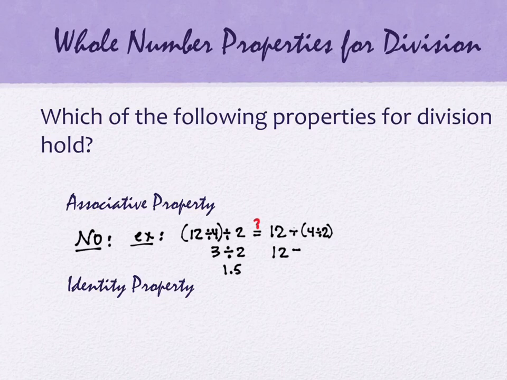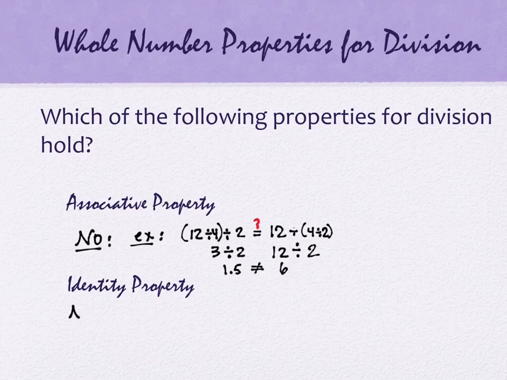On the other one here, what is 4 divided by 2? 2. And 12 divided by 2 is 6. And once again, it doesn't equal the 1.5. So there's no commutativity and there's no associativity. Both of those fail, as well as closure.